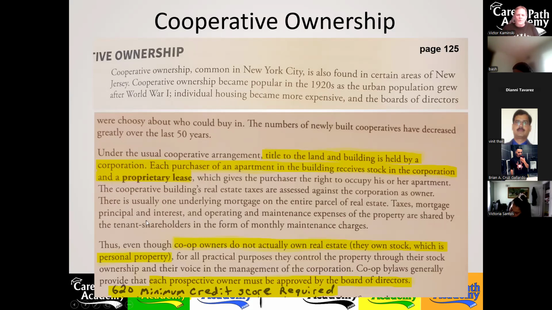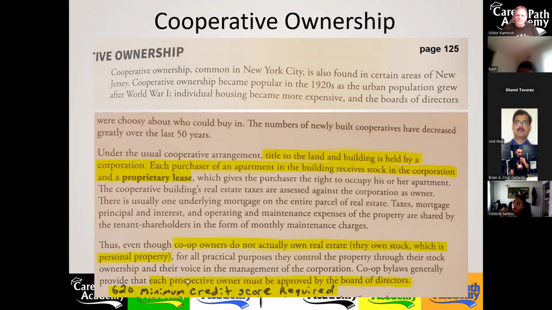Co-op owners don't actually own real estate; they own stock in a corporation that owns the real estate. The stock is personal property. For all practical purposes, they control the property through their stock ownership and their voice in the management of the corporation.